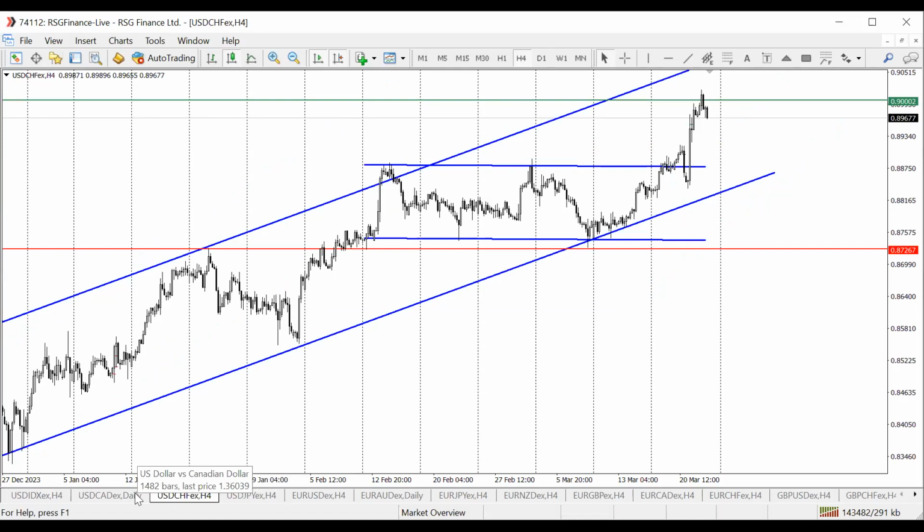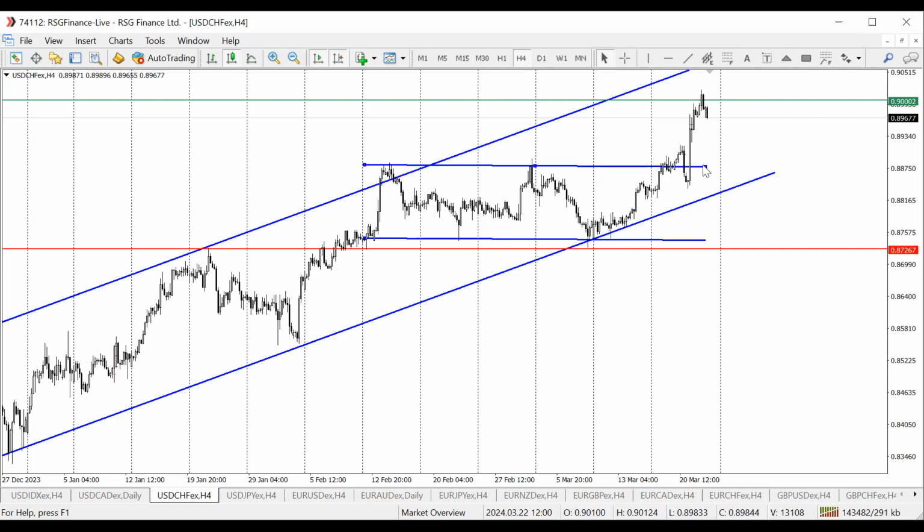Let's start with USD Swiss franc. Last week this gave us a fantastic take profit level, exactly where we had the potential take profits. That was where it got to, and we took our profits. This was a fantastic trade last week.